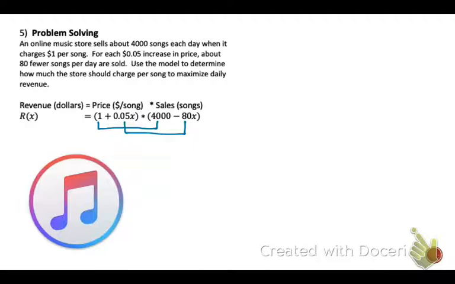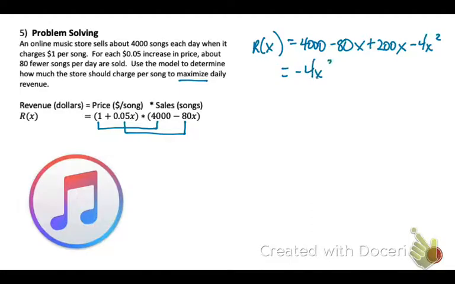Now this is not quite intercept form, so we're going to need to multiply this and rearrange in standard form. So then we can take a look at the vertex. So I'm foiling these two expressions, and then I'm rearranging. So negative 4x squared plus 120x plus 4,000. So now this is my equation in standard form that represents our revenue in terms of dollars for the number of increases.